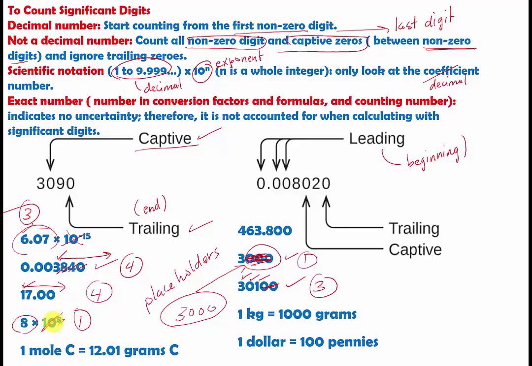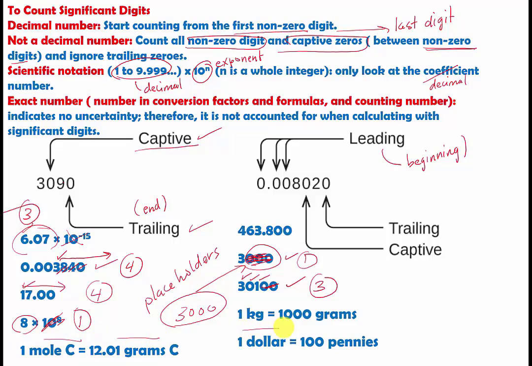One of the last types of number that we have is called exact numbers. Exact numbers are the numbers that you see in conversion factors, formulas, or counting numbers. There is no uncertainty in these numbers, so therefore they have an infinite number of significant digits. What does that mean? That means when you do your calculation, you ignore the significant digits in exact numbers. For instance, we have 1 mole of carbon equal to 12.0 grams of carbon.